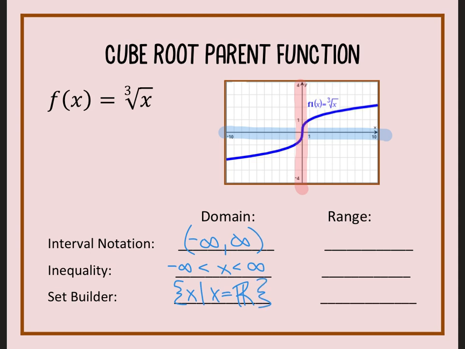So the range, how low is this graph going? The graph is going to actually go down forever. So on all cube root functions, our domain and our range are going to match. We have interval notation. Now the difference with our inequality is that instead of x, you put a y. And the same thing with the set builder. y such that y is equal to all real numbers.